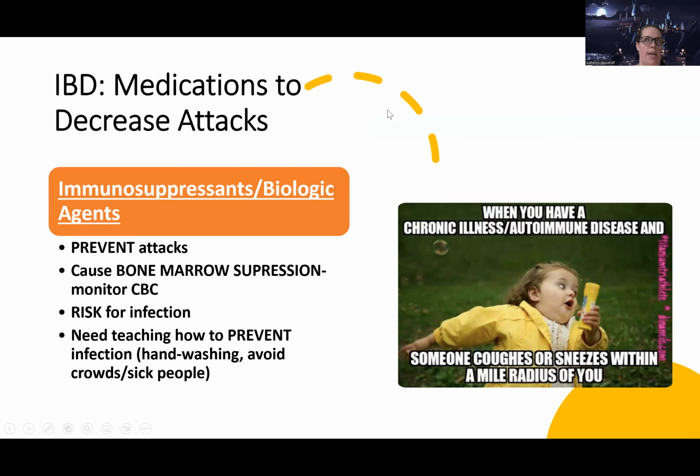The other medications to decrease attacks are very similar to what we talked about for all the other autoimmune diseases, like rheumatoid arthritis, etc. I don't even have specific meds listed here. You do not have to know these in depth. Just know immunosuppressants are another option. There's also biologic agents that modify your immune system. They help prevent attacks, so you don't have as many attacks, because again, this is the body attacking itself. But as a side effect, these all usually cause bone marrow suppression, or they decrease all of your cells. So low platelets, low red blood cells, and low white blood cells, which puts you at risk for infection, risk for bleeding, and risk for anemia.